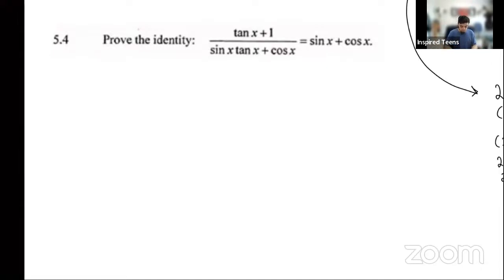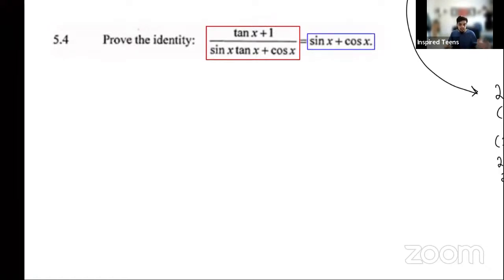Here we have tan x plus 1 over sine x times tan x plus cos x is equal to sine x plus cos x. So how do we approach this? Number one is we generally work with the more complicated side, and we try to simplify the more complicated side.